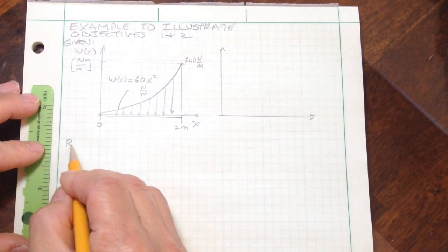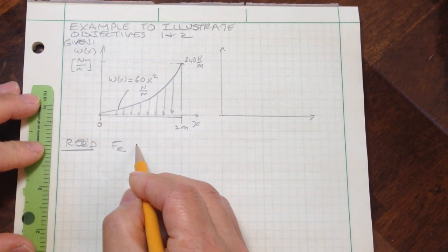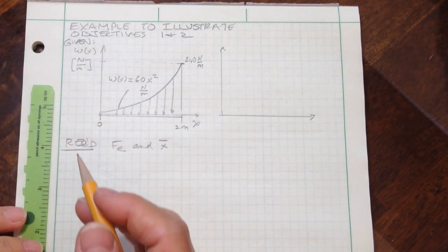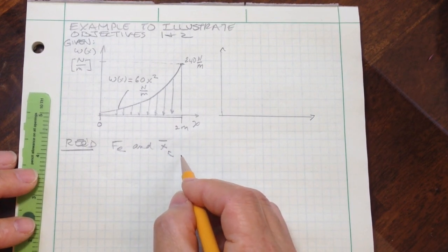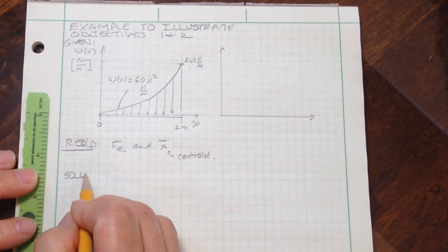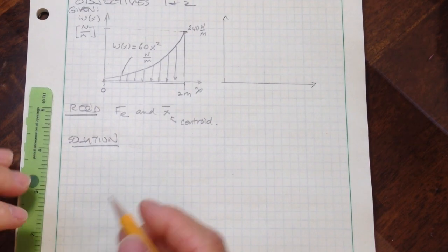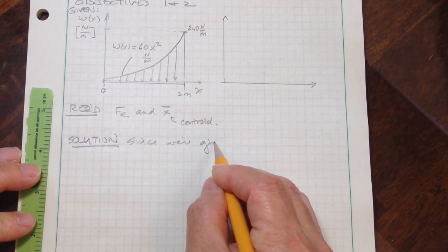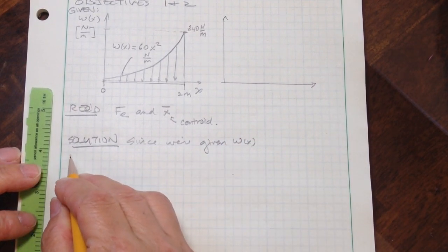What they would like for us to find is the resultant force and the location of where that force should be applied. So they want to know where the centroid is. So solution. Since we are given W of x, what we'll do is we'll use this equation.